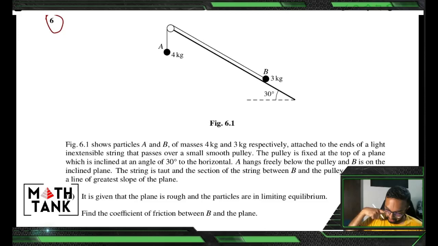The string is taut and the section of the string between B and the pulley is parallel to the line of greatest slope. It is given that the plane is rough, and A and B are in limiting equilibrium. Find the coefficient of friction. So let's draw our forces quickly. That's 40.